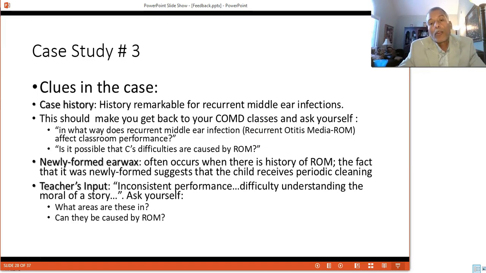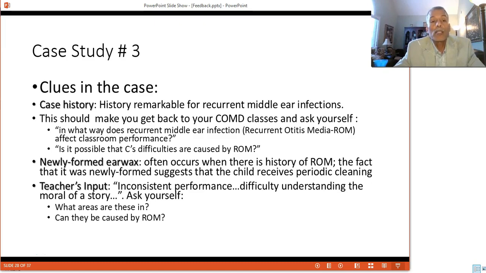History is remarkable for recurrent middle ear infections. This should make you get back to your course notes to find out in what ways recurrent middle ear infection impacts cognitive functions, language functions, and performance in the classroom. So you need to sort this out, and based on that, you are going to design some testing in this area. Is it possible that these difficulties are caused by recurrent middle ear infections, or recurrent otitis media?